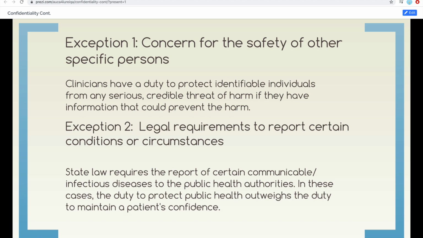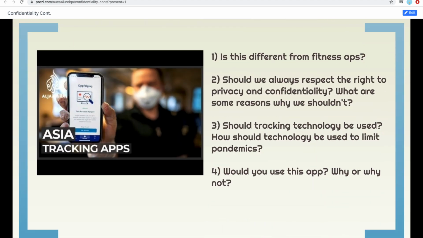Should this be upheld, or is this a highly problematic exception, right? An unwarranted exception to the principle of confidentiality? Should tracking be used? And whether you say yay or nay here, how should technology be used to limit pandemics? And finally, would you use this app? Why or why not? So these are other questions that you could raise in the discussion forum. Important questions concerning confidentiality.